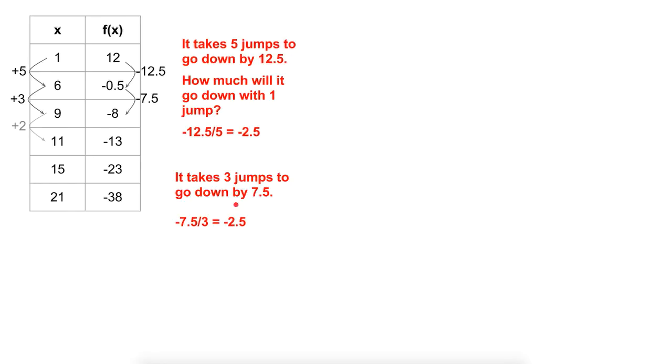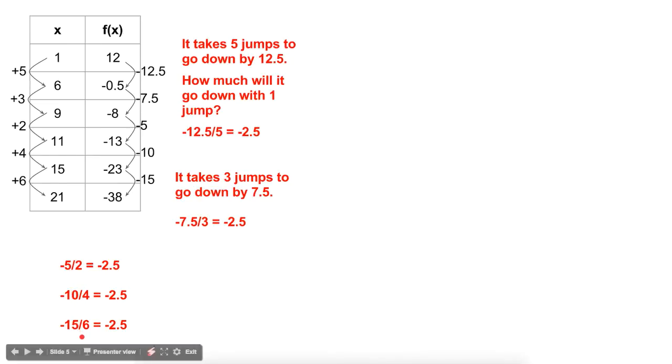We can check with the other ones. Go up by 2, down by 5, up by 4, down by 10, up by 6, down by 15. And if we do the same divisions, we should see that we get negative 2.5 every time. So it looks like we have some linear growth happening here. So now let's try to build that function.